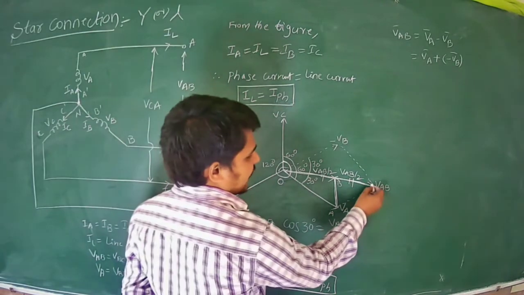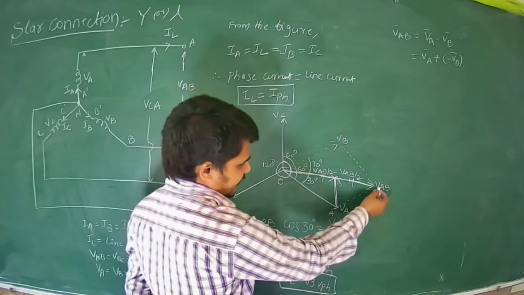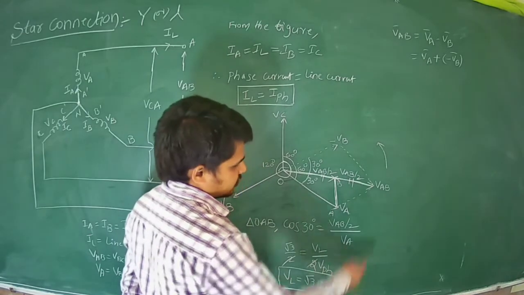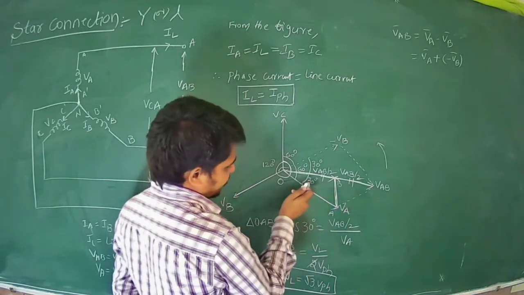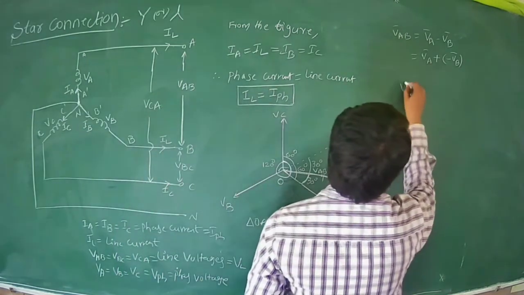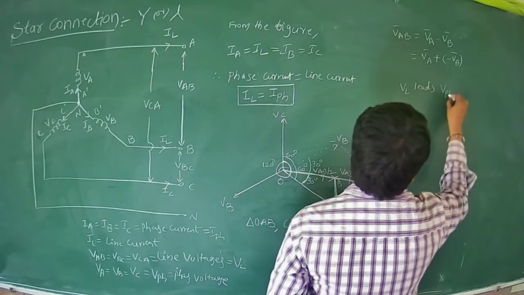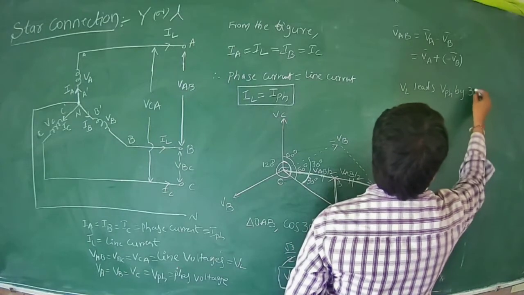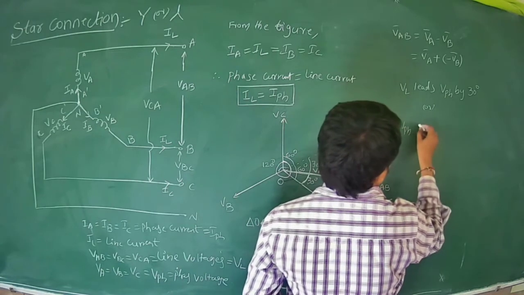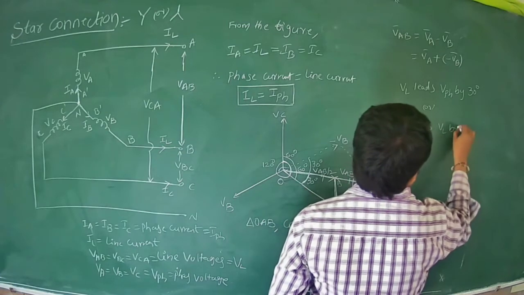Now see here, this is the line voltage VAB and this is the phase voltage VA. If you take the vector rotation in the anti-clockwise direction, of course, the line voltage is leading the phase voltage by exactly 30 degrees. So VL leads V phase by 30 degrees, or the phase voltage lags the line voltage by 30 degrees.